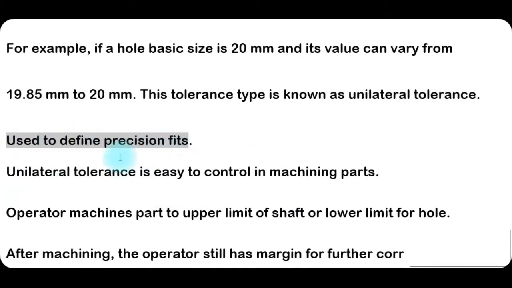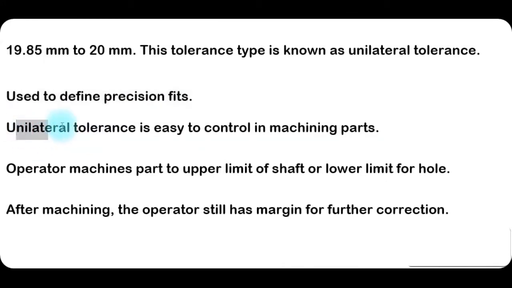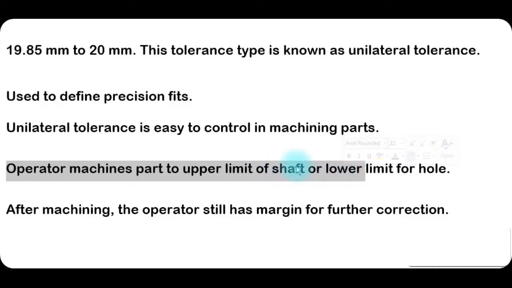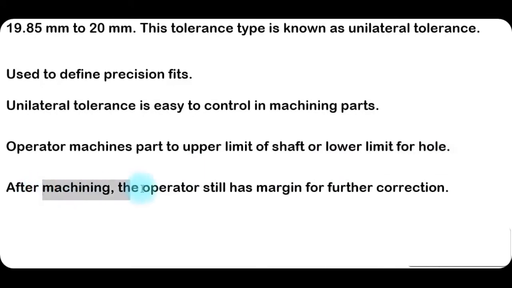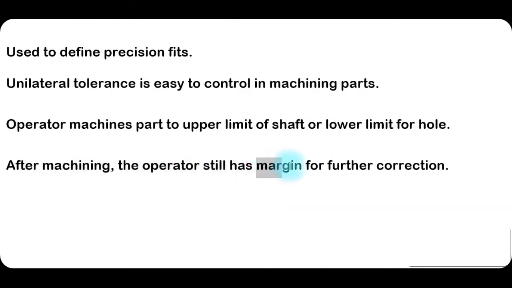It is used in defining precision fit. Unilateral tolerance is very easy to control in machining a part. The operator machines the part to the upper limit of the shaft or the lower limit of the hole. After machining, the operator still has margin for further correction.